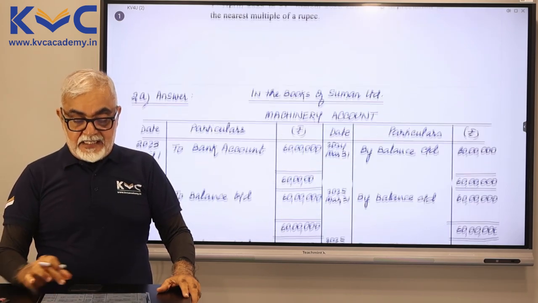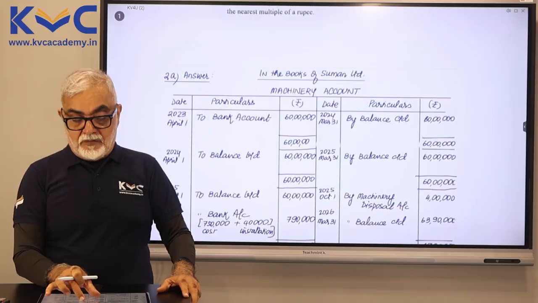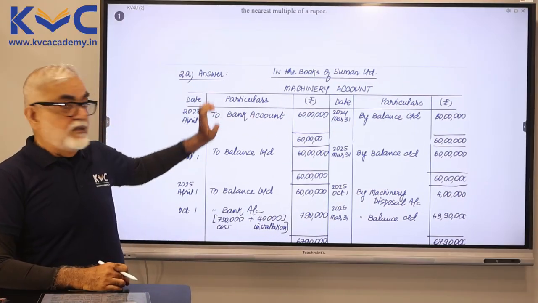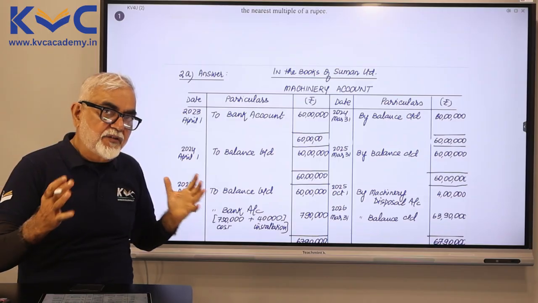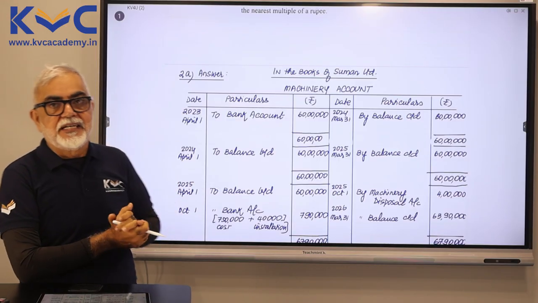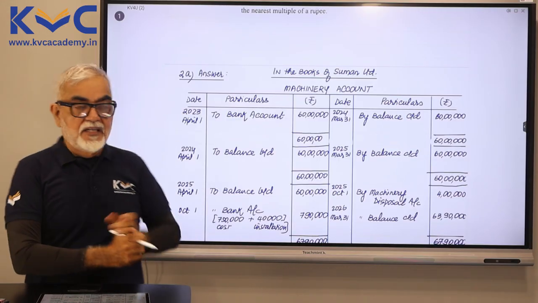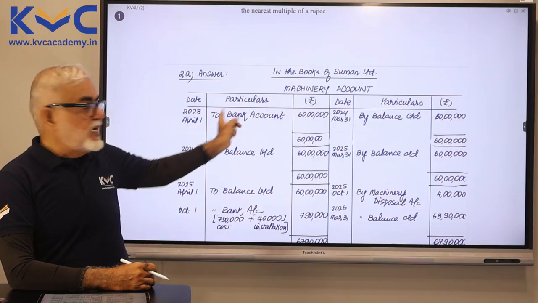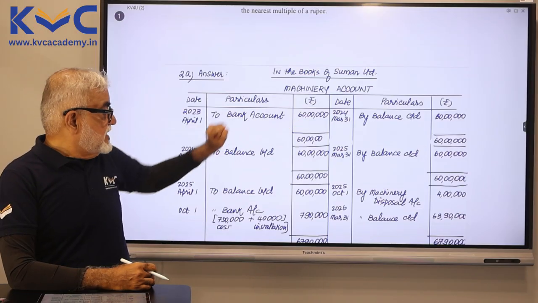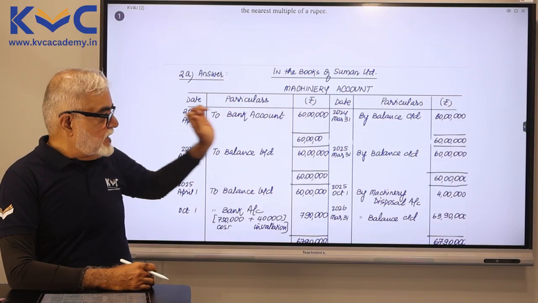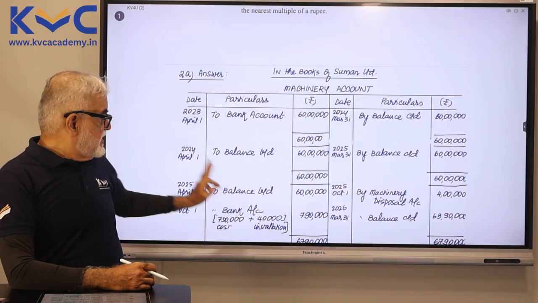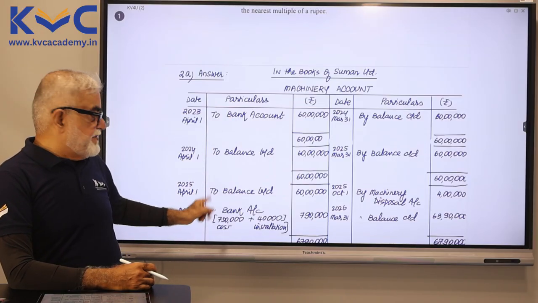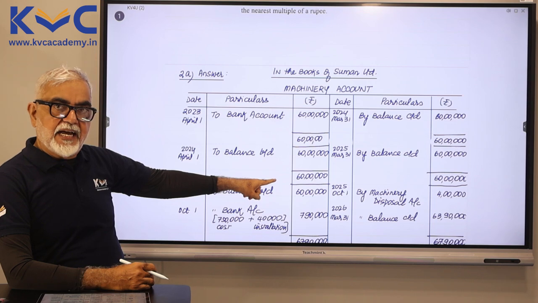Now, let's start with the machinery account. When you have a provision for depreciation account, what we have to do? We have to record the machinery account on cost basis. So, the first year, to bank account, by balance carried down. Second year, to balance brought down, by balance carried down. Third year is where the changes happened. On April 1, 2025, to balance brought down 60 lakh.